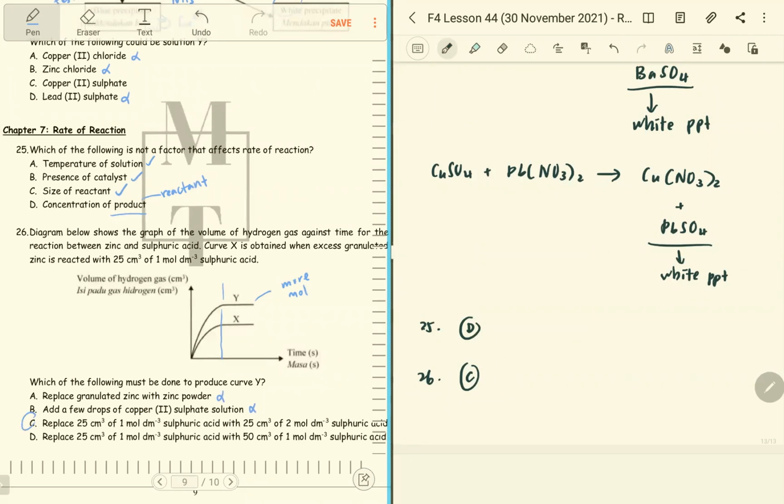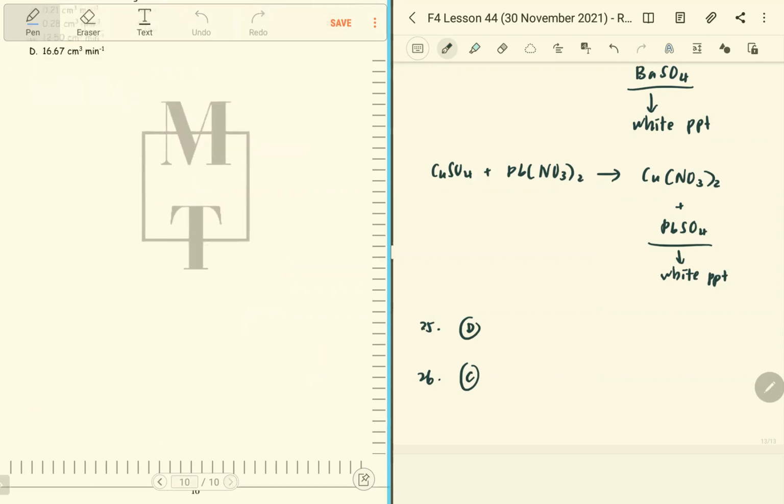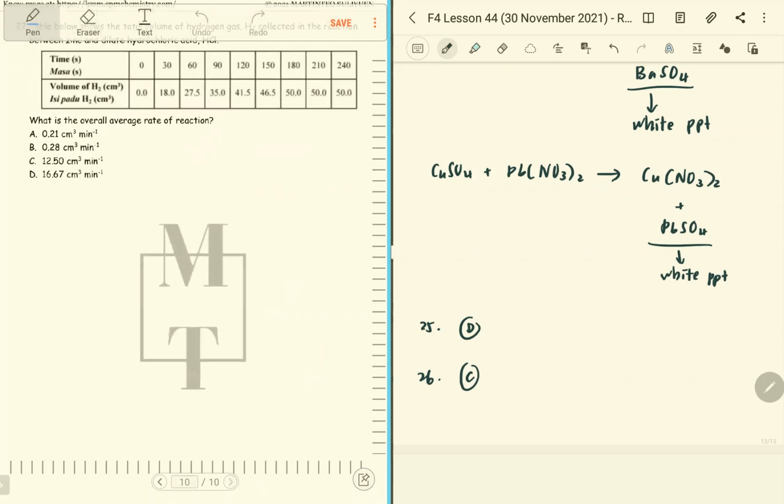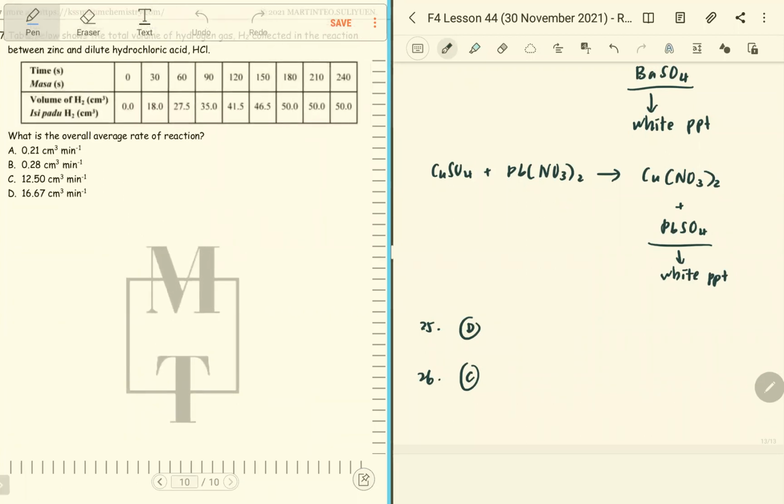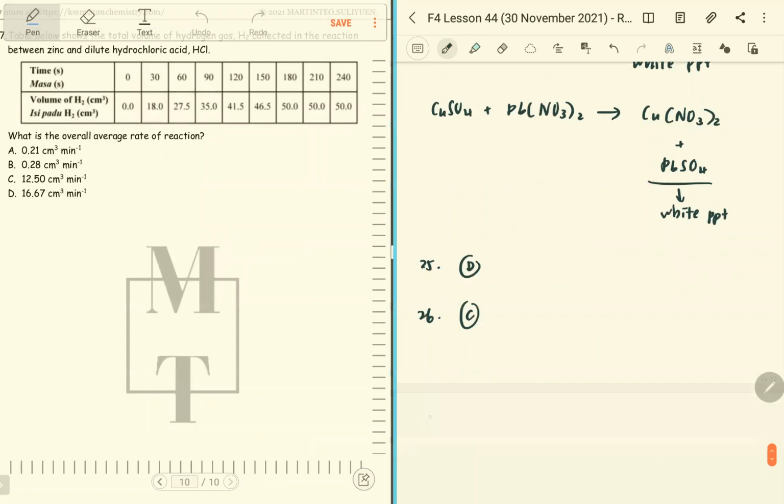Okay, so let me just go quickly to the last question, so that we can close off this lesson. What is the overall average rate of reaction? We know rate of reaction is very simple. We just take quantity over time.